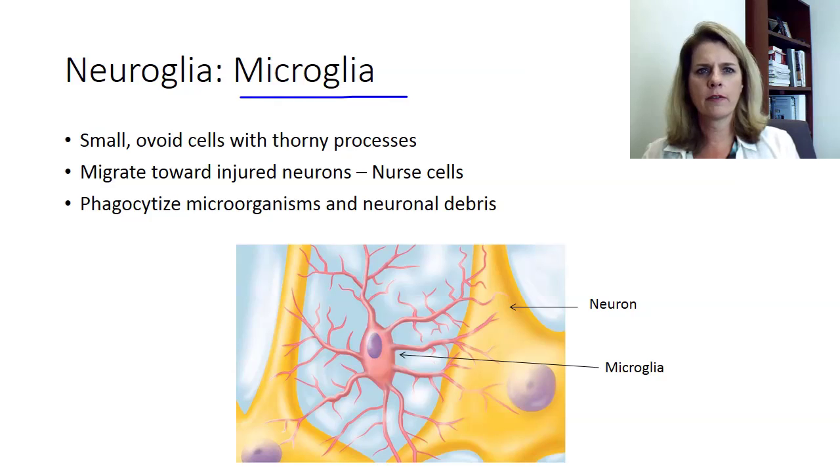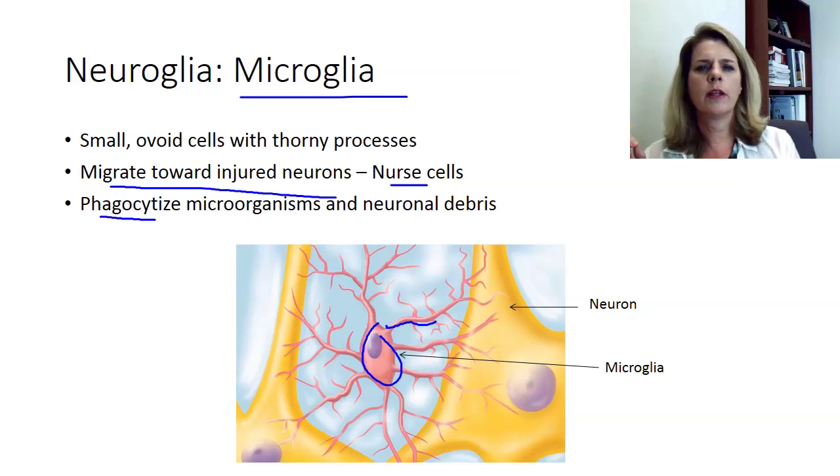The next one are microglial cells, and these are small, thorny-looking cells. This pink one is a microglial cell, and they're migratory. That means they can move, and they can move toward injured neurons. So I call them nurse cells. So they're phagocytic, so they're kind of like macrophages.